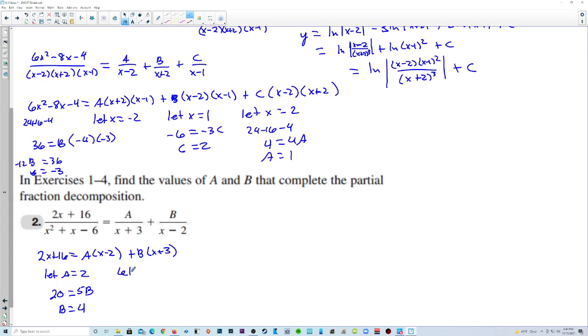We're going to let, did I have a here? Oh yeah. Let x equal negative 3. Oh, we wanted x equal to 2 there. Anyway, x equals negative 3, which is negative 6 plus 16 is 10, and that's going to be negative 5a. So a is equal to negative 2. So negative 2 over x plus 3 plus 4 over x minus 2.